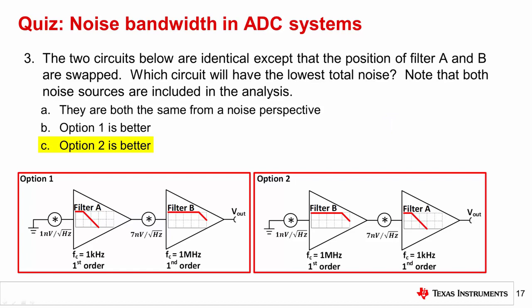Option 2 is better. If you look at option 1, you will notice that the 7 nanovolts per root hertz source is followed by a 1 megahertz filter. On the other hand, option 2 follows the 7 nanovolts per root hertz source with a 1 kilohertz filter. Option 1 will allow more noise to reach the output, so option 2 is better. Note that from the perspective of the input 1 nanovolt per root hertz noise source, the filter sequence doesn't matter, so both options are equivalent from the input noise source perspective.